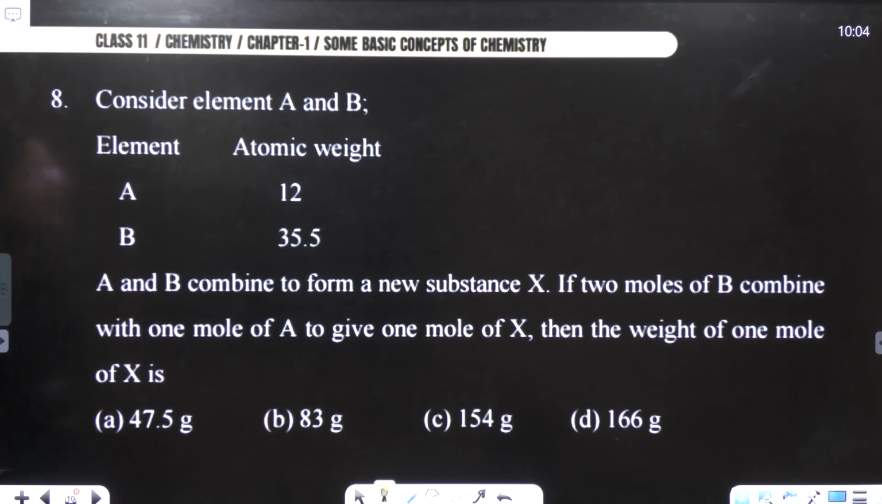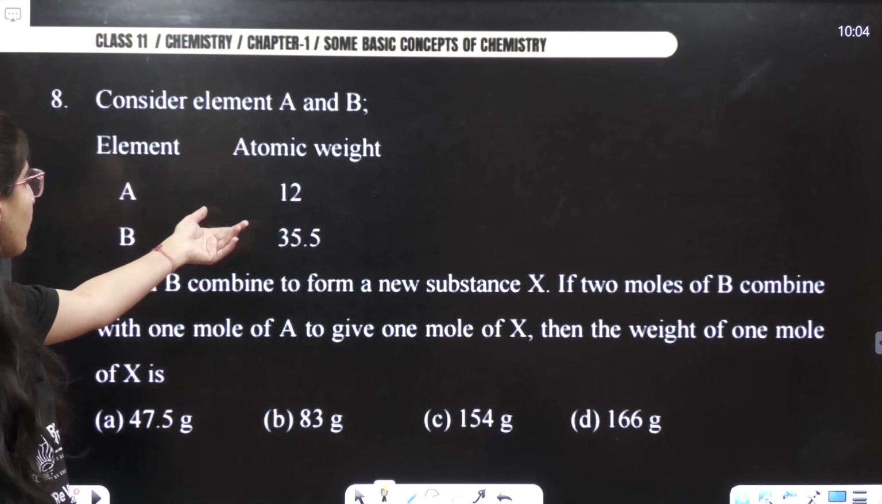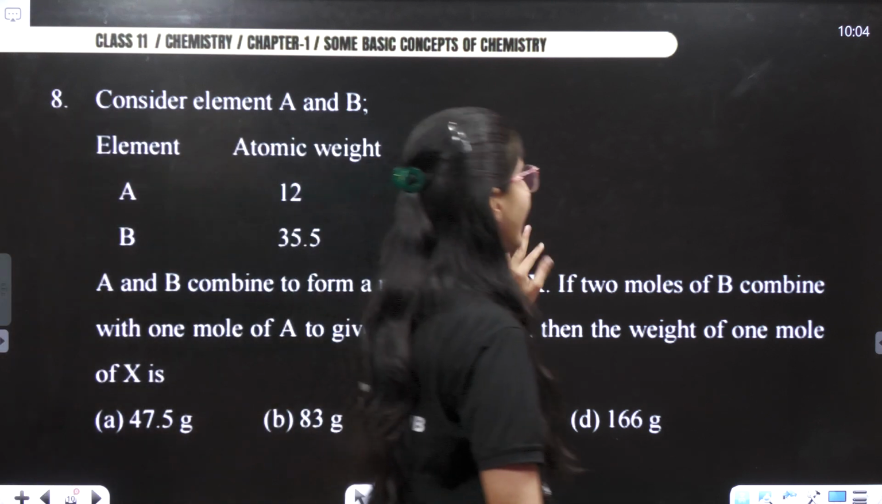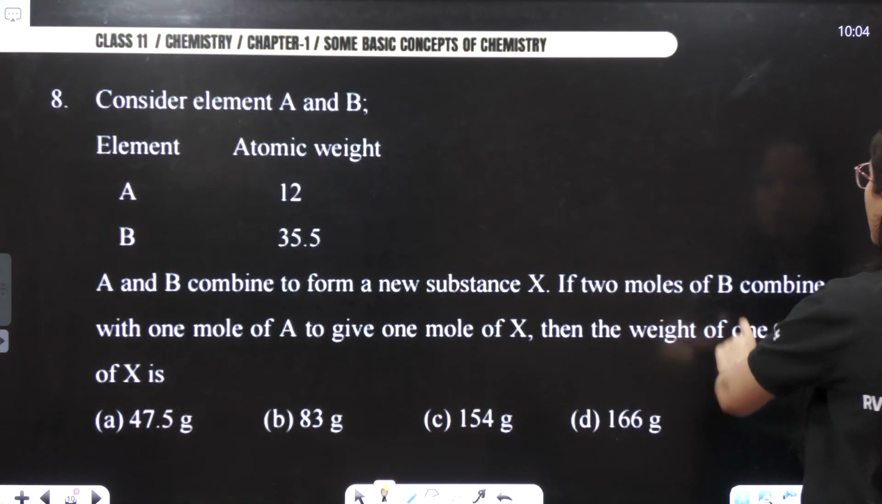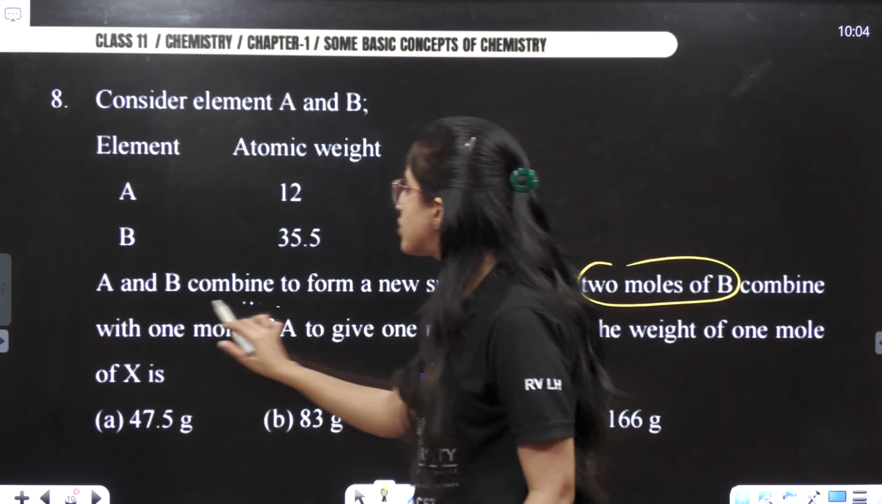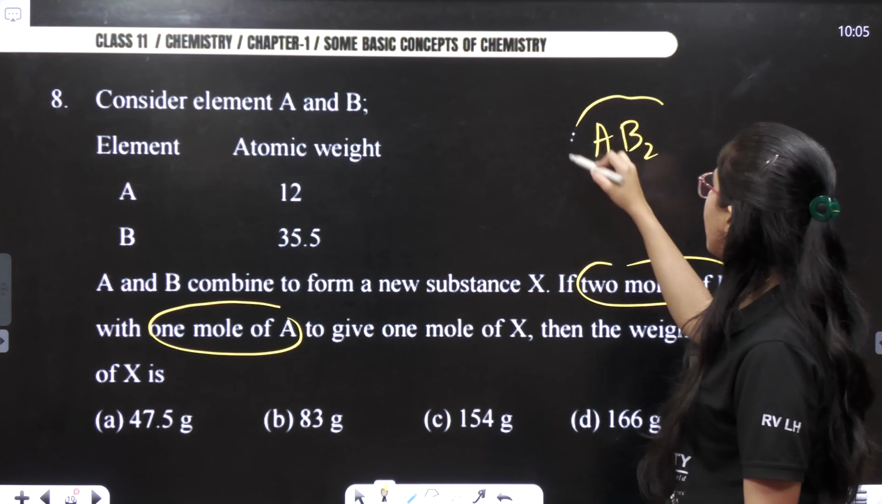Next question. Consider elements A and B. A has atomic weight 12 and B has 35.5. A and B combine to form a compound X. If 2 moles of B combine with 1 mole of A, how many moles of B and how many moles of A are in one molecule? So for that, AB2 is your molecular formula.